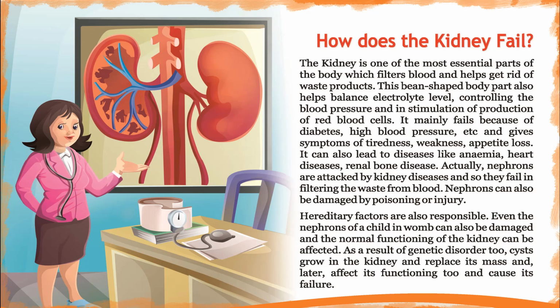Actually, nephrons are attacked by kidney diseases and so they fail in filtering the waste from blood. Nephrons can also be damaged by poisoning or injury. Hereditary factors are also responsible. Even the nephrons of a child in the womb can be damaged and the normal functioning of the kidney can be affected. As a result of a genetic disorder too, cysts grow in the kidney and replace its mass and later affect its functioning and cause its failure.